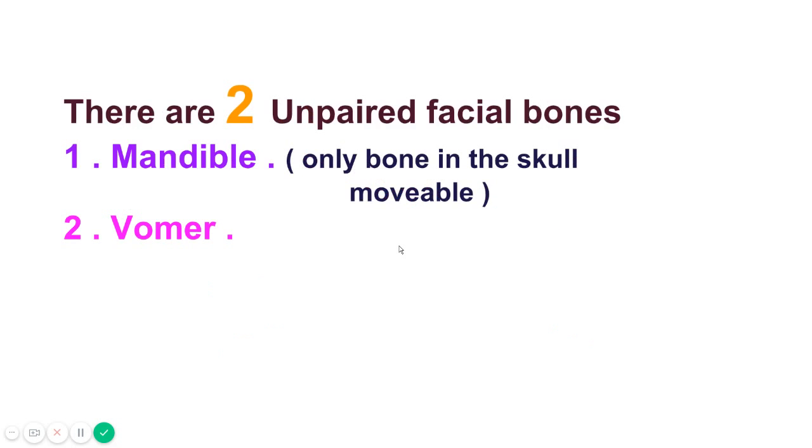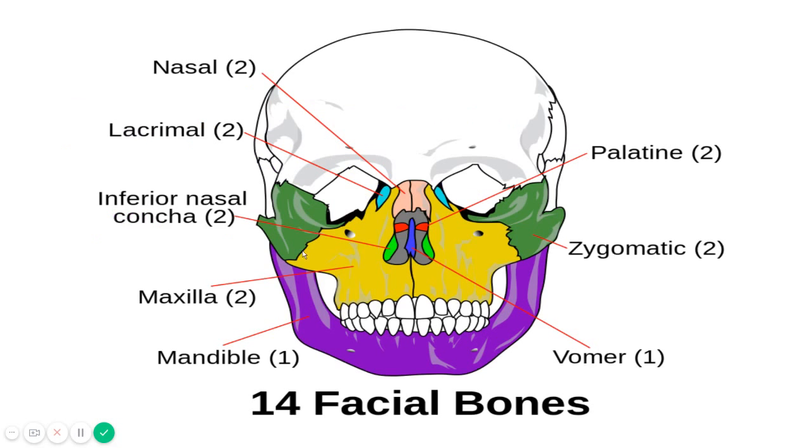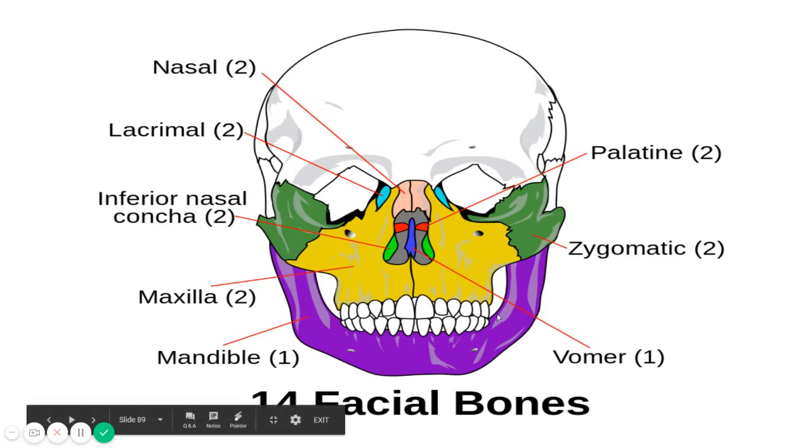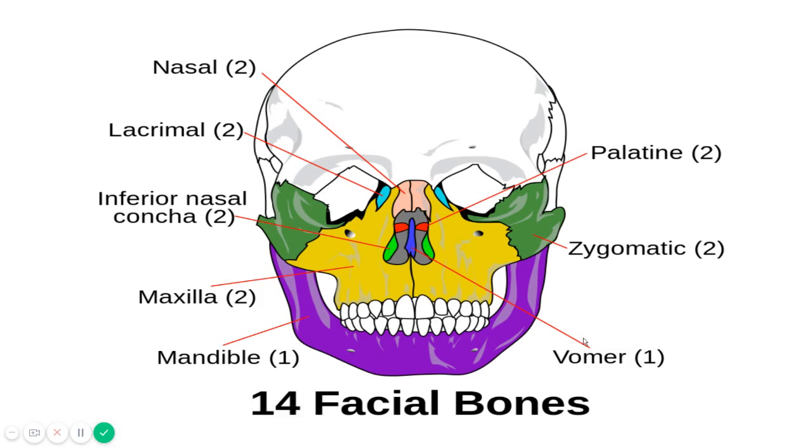Now there are 2 unpaired facial bones, and their names are mandible and vomer. And students, you must remember that mandible is the only bone in the skull which is movable, the jaw bone, mandible. Diagrammatically, this is mandible. The purple part, this is mandible, and this is the jaw bone, and this is the only skull bone which is movable. And this bone, the blue bone, it is vomer.